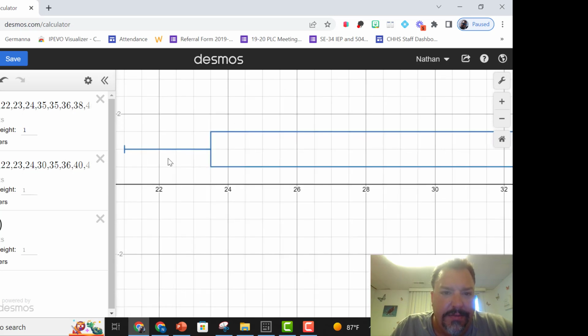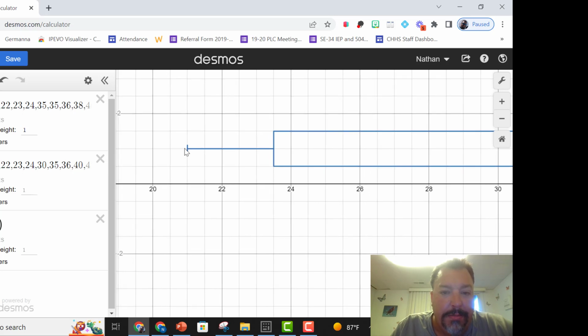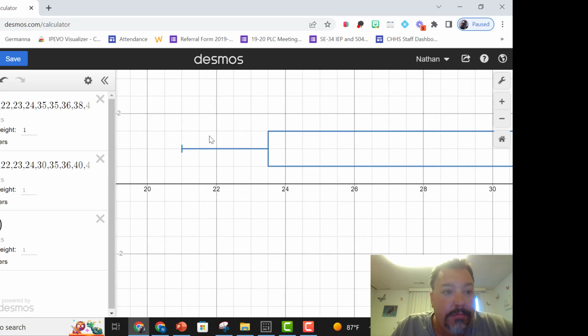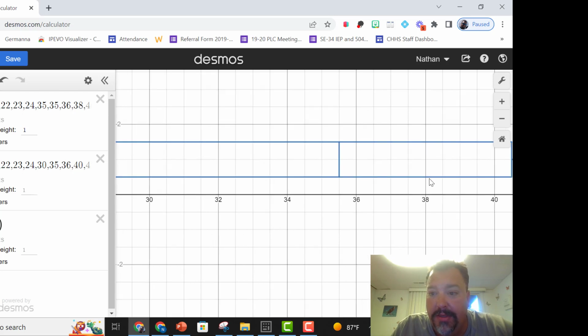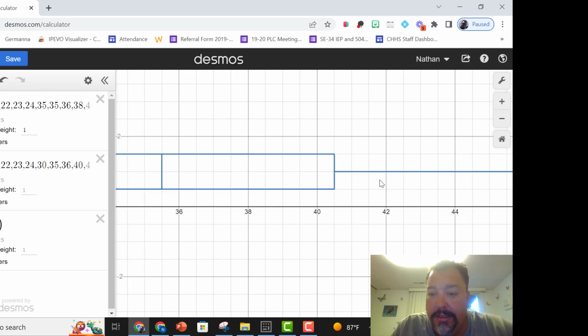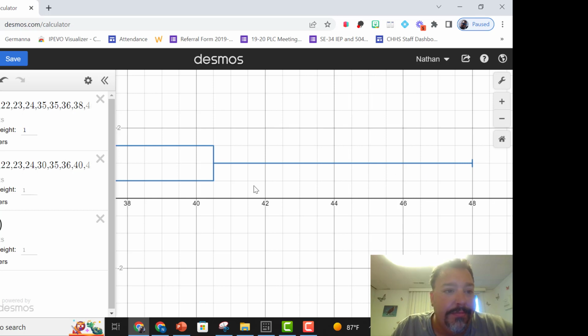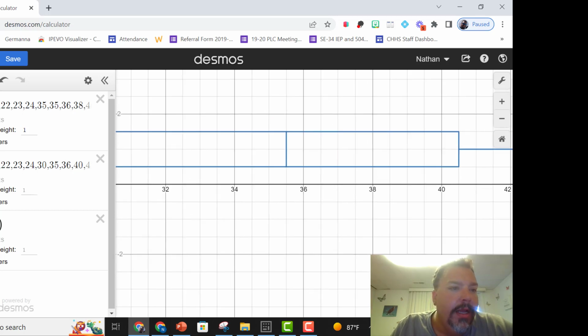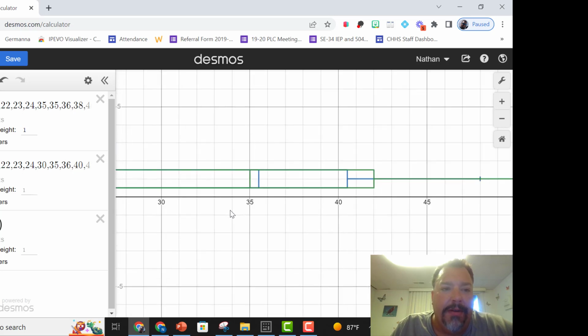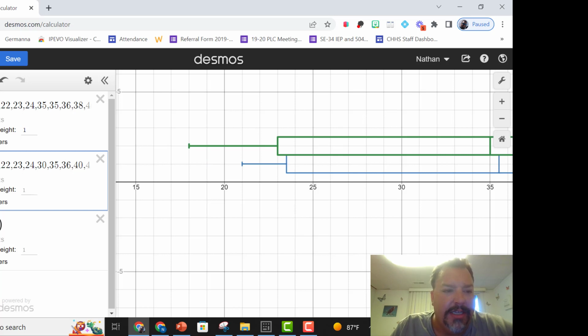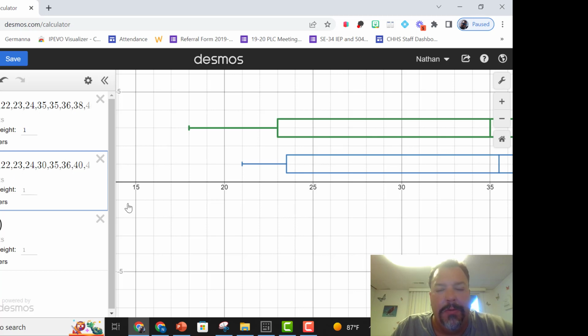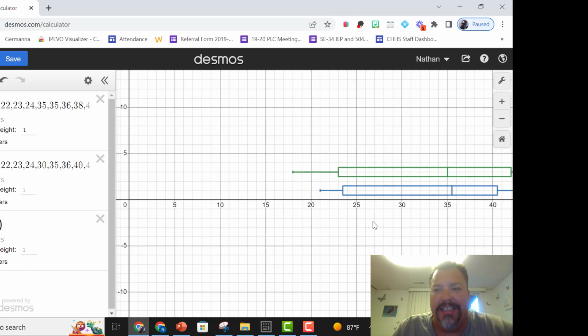So you can see, if we zoom in here, where the minimum is, where Q1 is, where the median is. So the median here is at 35, and Q3, and the max. And we can do the same for the other one. Now, if I'm doing two at a time, you might get some overlap here. You can change that if you change the offset. So if I want that to be a little bit higher, I can just put the offset here at 3, and I can show both of the box plots in a side-by-side comparison.